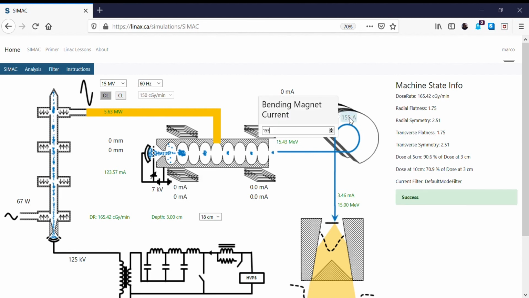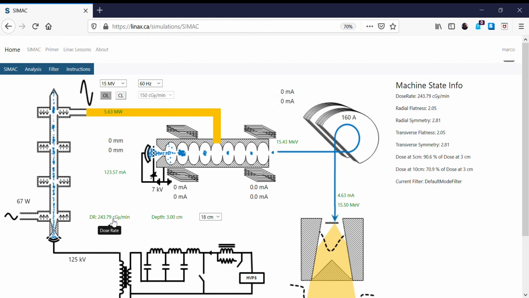So if I increase this now from 155, I'll go to 160. So now I'm allowing 15.5 MeV through, which is already higher than what the accelerator is producing. Our dose rate has increased a little bit, but any further increases in bending magnet current are going to decrease the dose rate, because now the bending magnet wants too high an energy compared to what the accelerator is producing. So this is a different way of adjusting the accelerator beam energy from before.